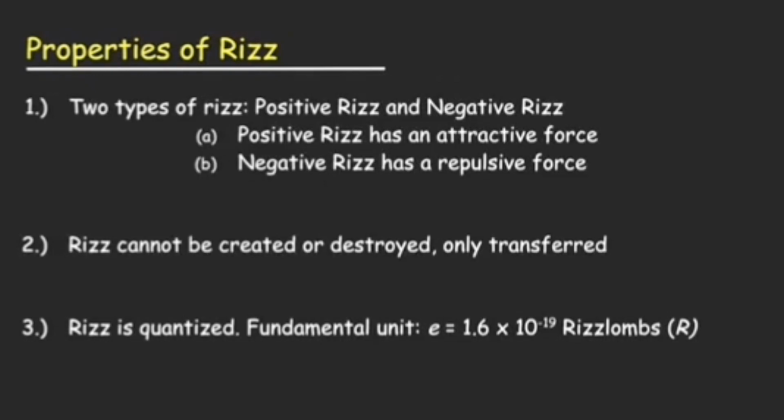Number 1. There are two types of Riz, positive and negative Riz. Positive will attract people, negative will repel people. Pretty straightforward. Number 2. The law of conservation of Riz states that Riz cannot be created or destroyed, only transferred. And number 3. Riz is quantized, and the fundamental unit is 1.6 times 10 to the negative 19 Rizloms.